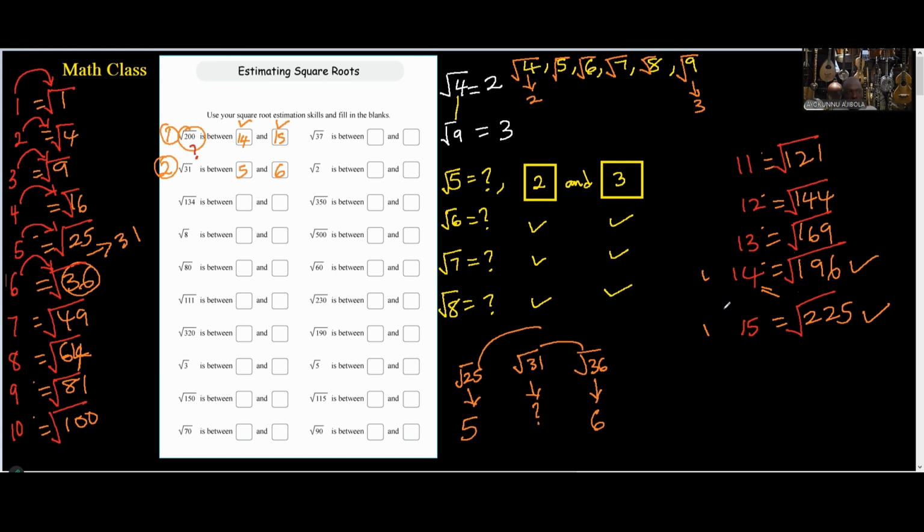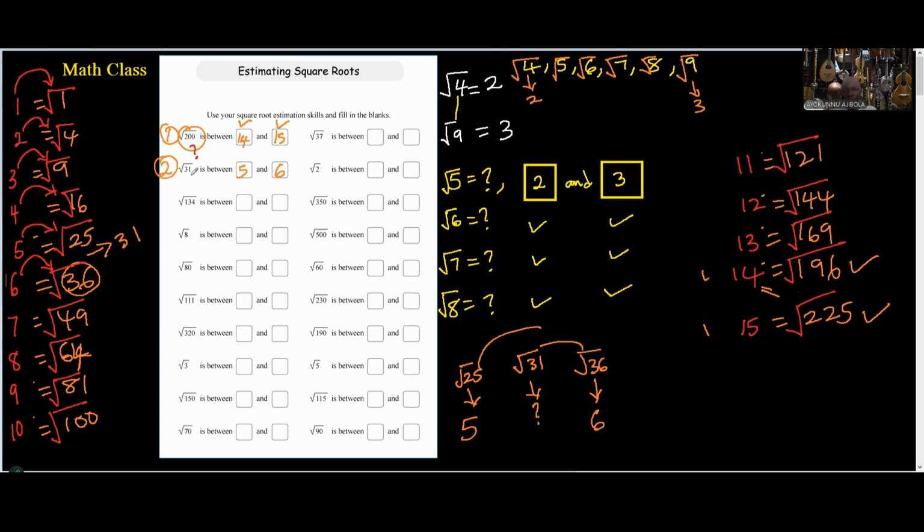200 should be between which two numbers? 14 and 15. Between which two numbers? I have marked it for you here. Like 196 and 225. So what should be the answer? The answer should be between 14 and 15. Yes or no? Yes. Concentrate, please.